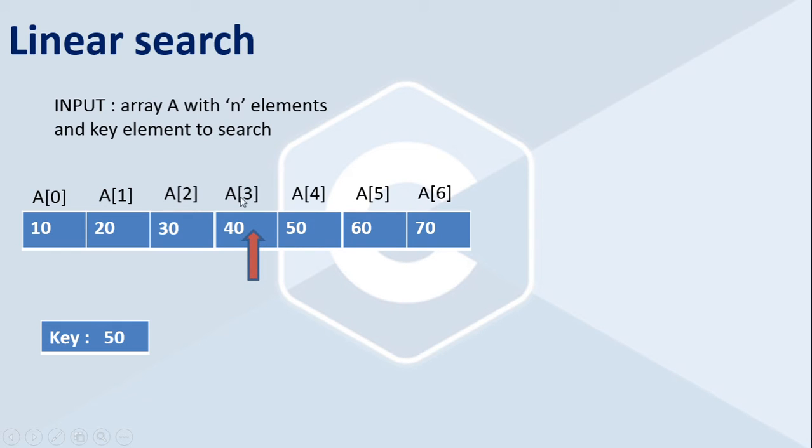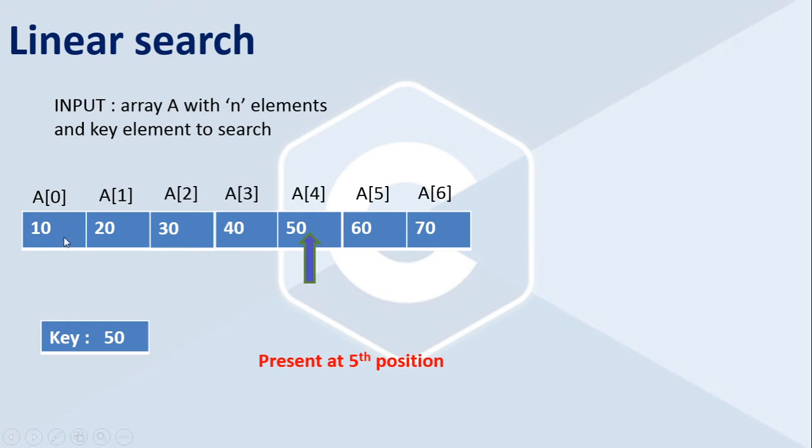Now the index is pointing to A of 3, the third location of this array. Here also we have no match found. So just increment the pointer to the next location. But here we have a match. Right? So in that case, because of this match, it displays a statement like this: the value is present at location 5.